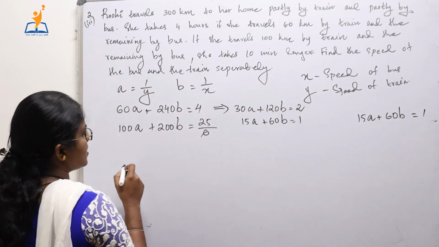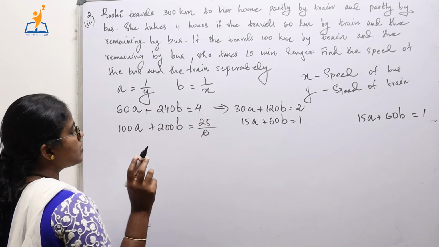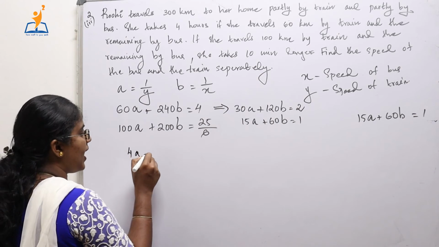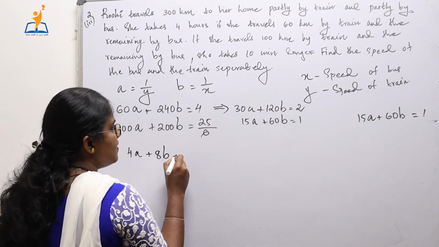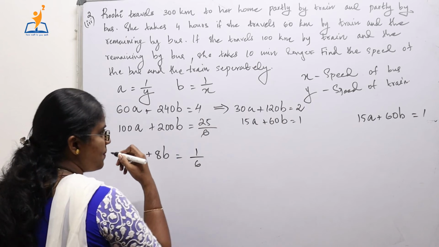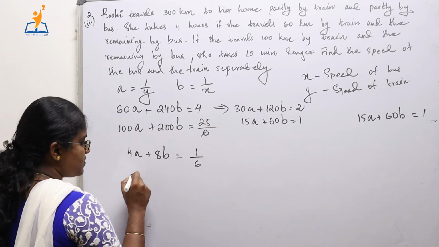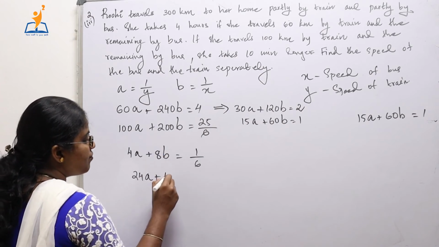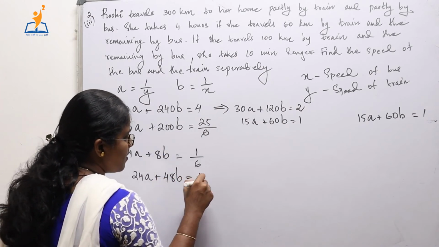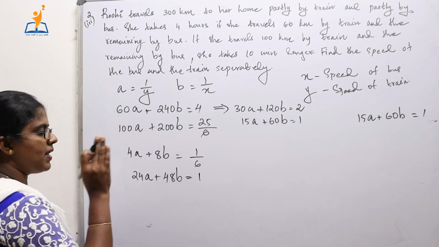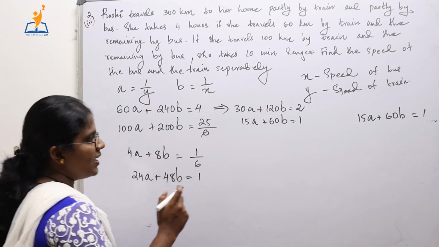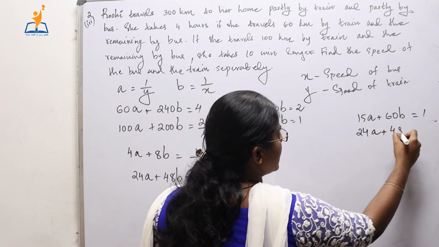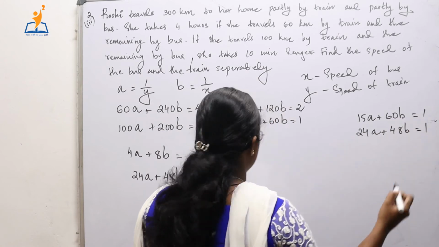Now the second equation we can divide throughout by 25. Dividing throughout by 25, we will get 4a plus 8b which is equal to 1 by 6, and it can be again simplified like this: 6 4s are 24, 24a plus 8 6s are 48, so 48b is equal to 1. So what we have done here is multiplying throughout by 6. So our second equation is 24a plus 48b is equal to 1.